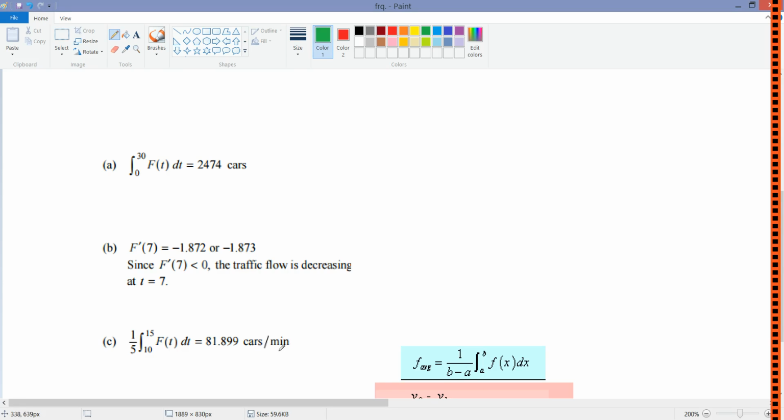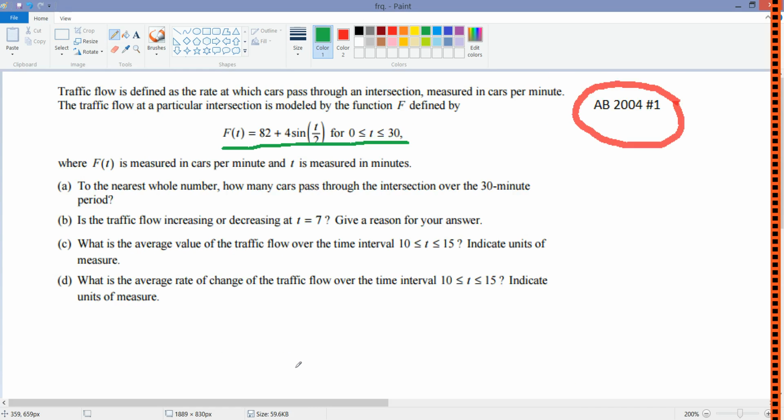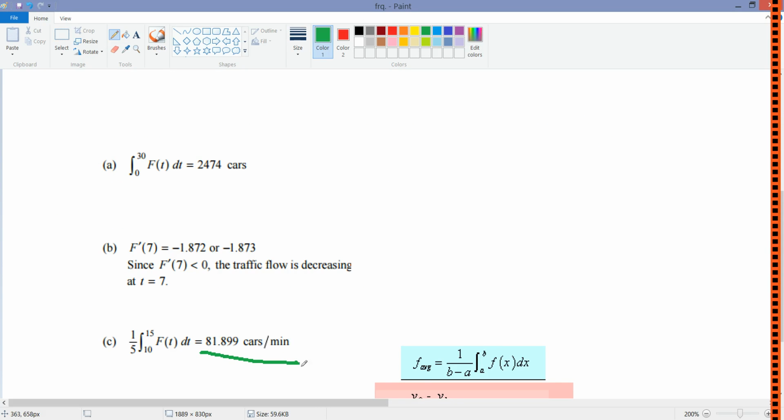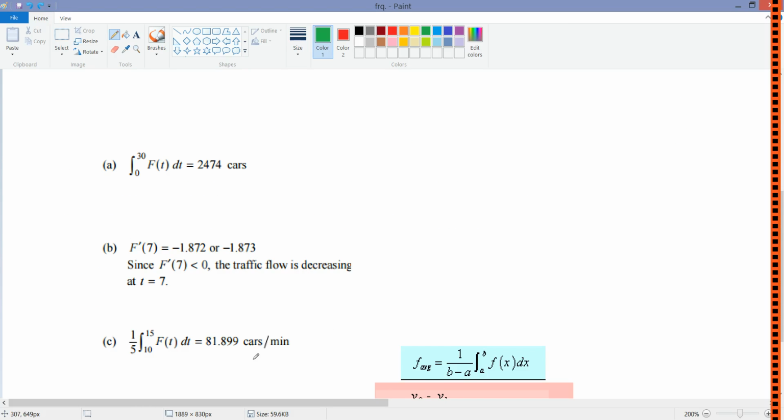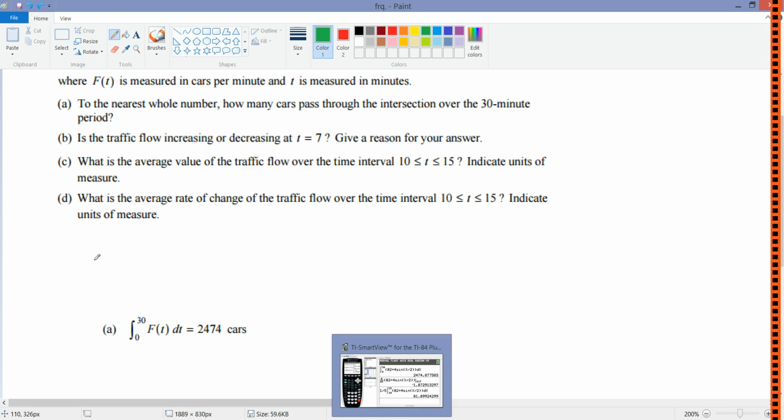And that would give us our average value for the traffic flow during the interval 10 to 15 minutes. And don't forget the units of measure, because it is very important since it was required by the question.